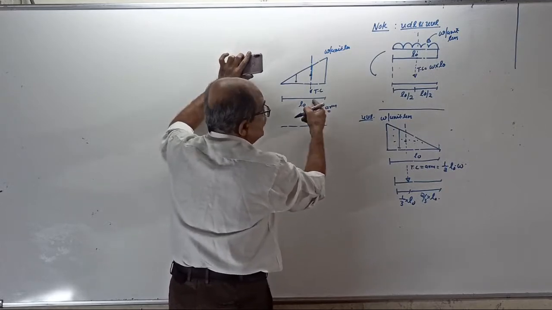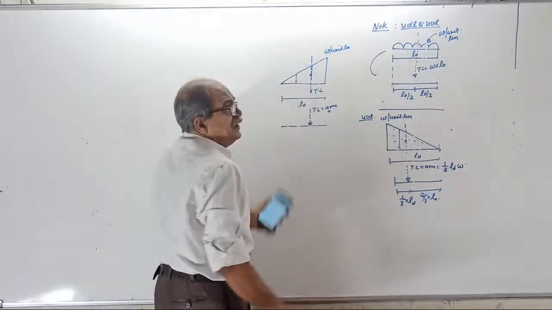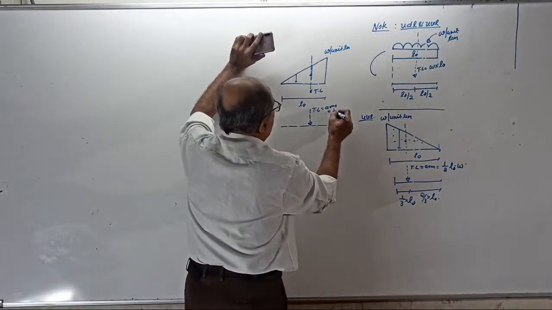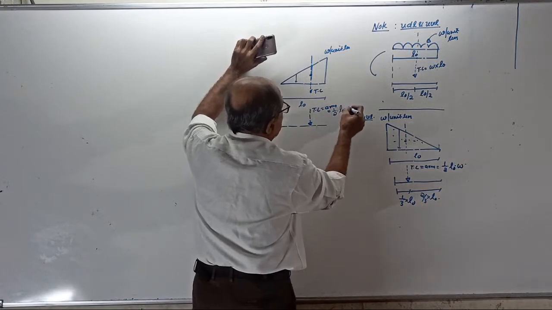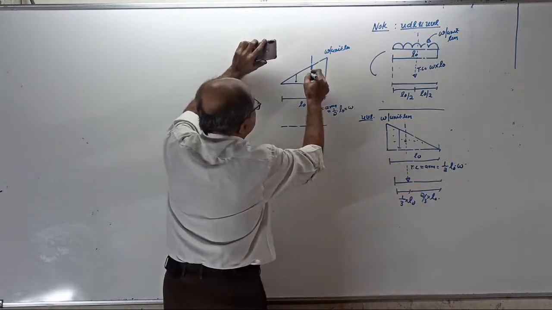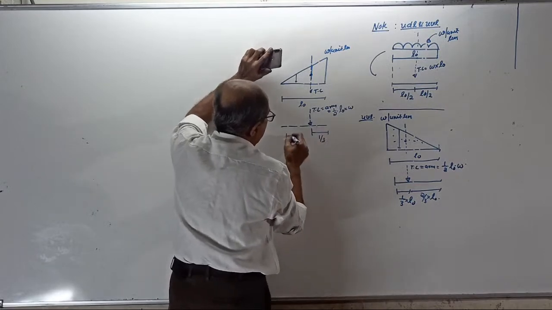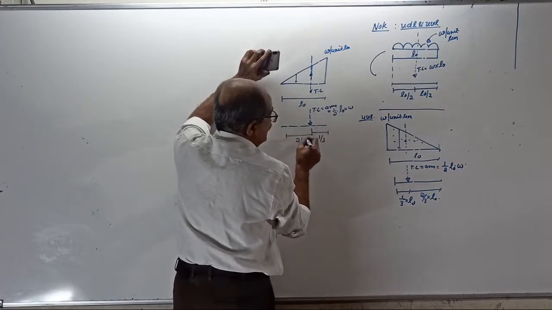This is not the moment area, not the area of the bending moment diagram. Area equal to half into L0 into W. Now, the resultant will come this side. This is 1 by 3, this is 2 by 3.